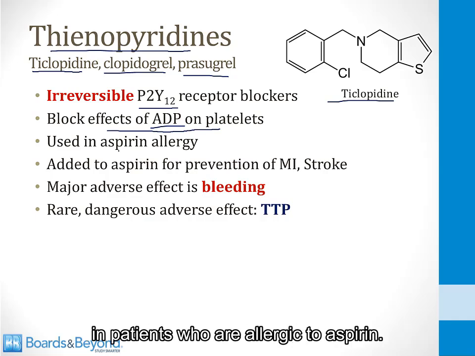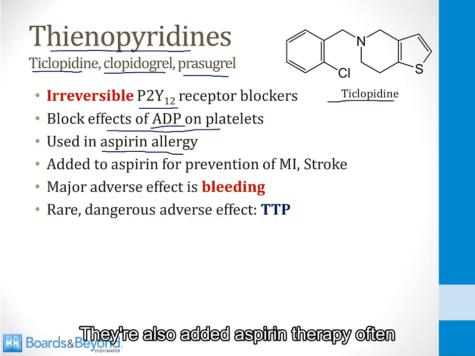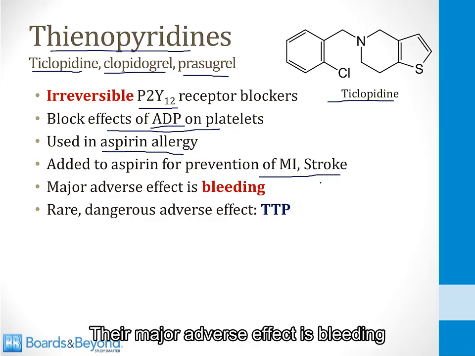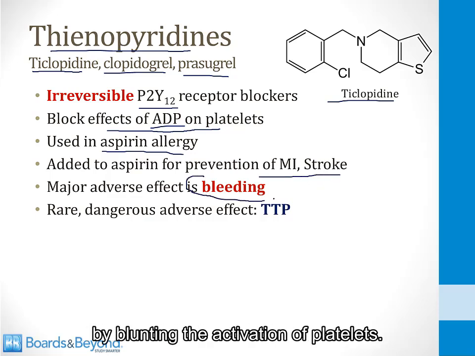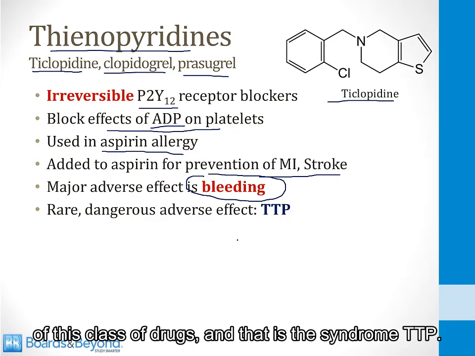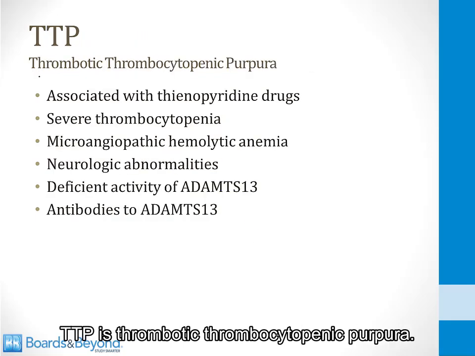You can use these drugs in patients who are allergic to aspirin. They're also added to aspirin therapy often for prevention of myocardial infarction or stroke. Their major adverse effect is bleeding by blunting the activation of platelets. There's also a rare, dangerous adverse effect of this class of drugs, and that is the syndrome TTP. TTP is thrombotic thrombocytopenic purpura.